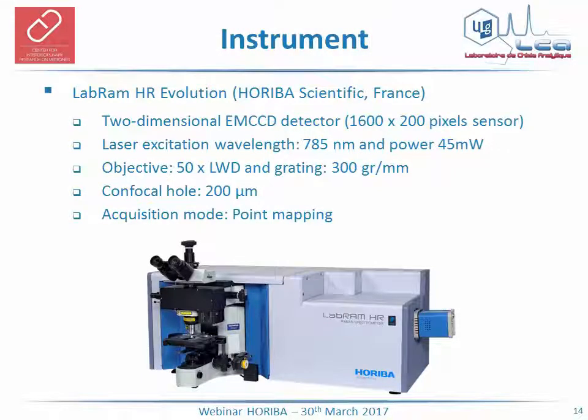In most applications presented during this webinar, hyperspectral data cubes were acquired using a LabRAM HR Evolution, equipped with a 2-dimensional CCD detector and a laser excitation wavelength equal to 785 nanometers. This wavelength is a good compromise between signal intensity and fluorescence risk. A 50x long working distance objective was used, and a grating with 300 grooves per millimeter was selected to acquire a large spectral range in one shot. The confocal hole was fixed at 200 micrometers, and the acquisition of the data was performed using the point mapping mode.